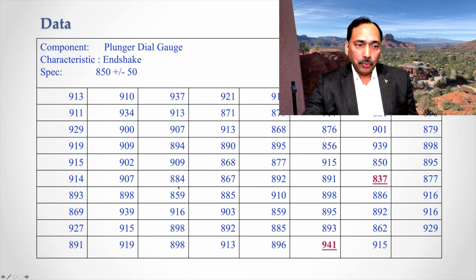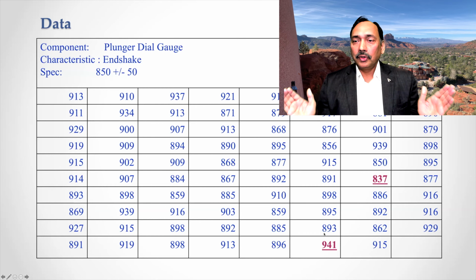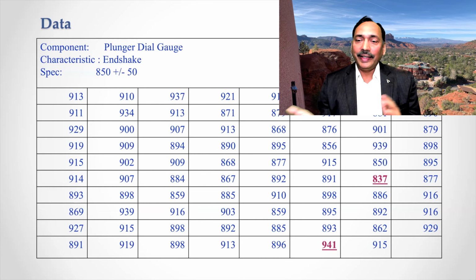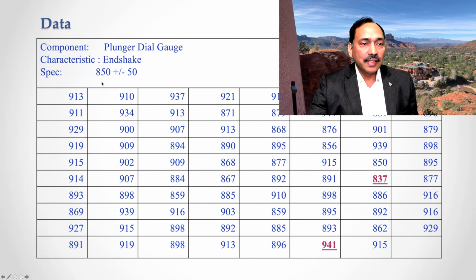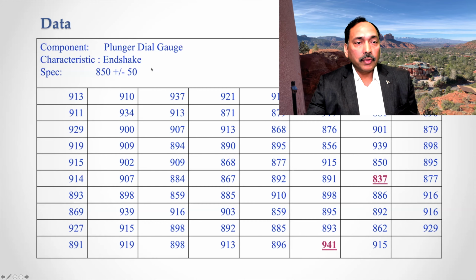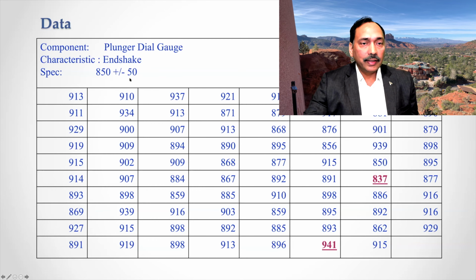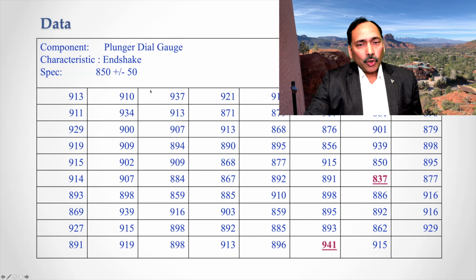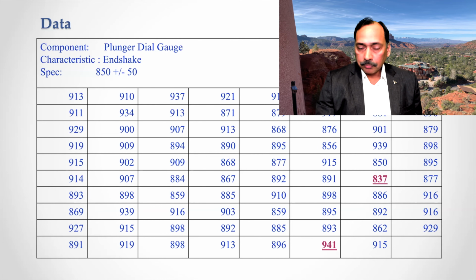The best thing we can do by staring at these numbers is that 837 seems to be the lowest value and 941 seems to be the highest value. So we know the range. The values range between 837, which is well within the specification, but 941 is outside. So we know that the highest value is outside, but the lowest value is within. But more than that, it's difficult to see what's the problem.